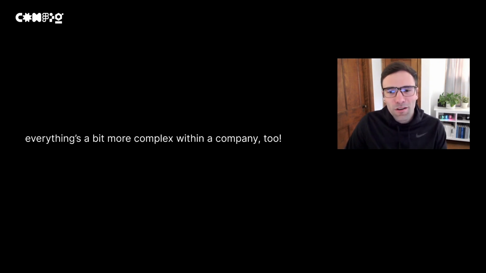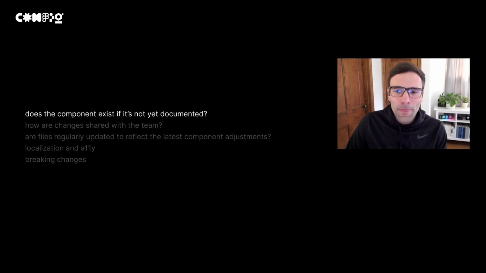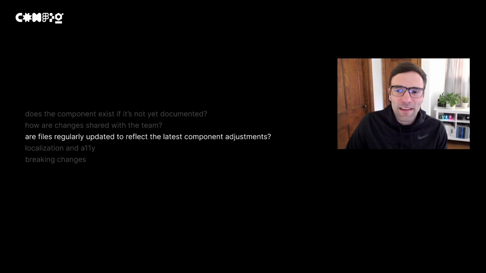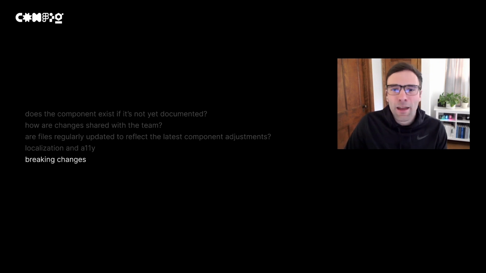Oh, and everything's a bit more complex within a company too. For example, does the component exist if it's not yet documented? How are changes shared with the team? Are files regularly updated to reflect the latest component adjustments? And localization and accessibility are huge areas of focus and importance at Twitter. And breaking changes just can't happen as often as they might in a Figma community file of my own, because those broken things have the potential to immediately affect the work of others. And so yeah, that was week one at Twitter.